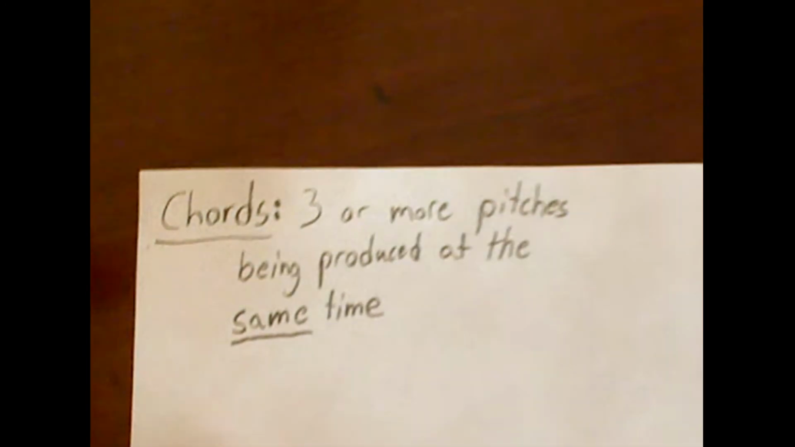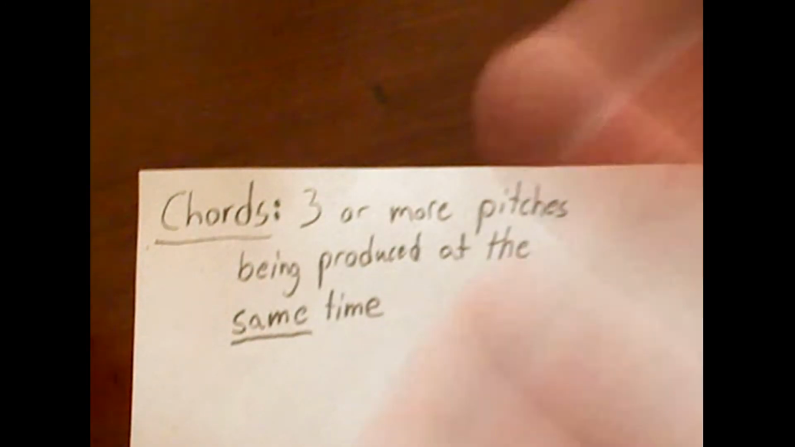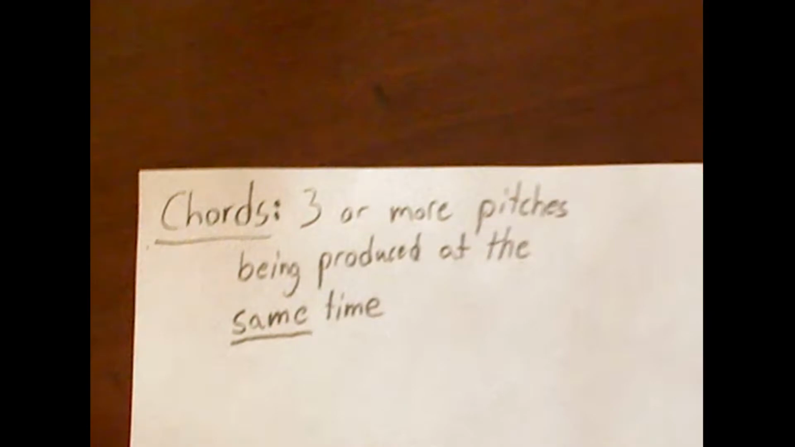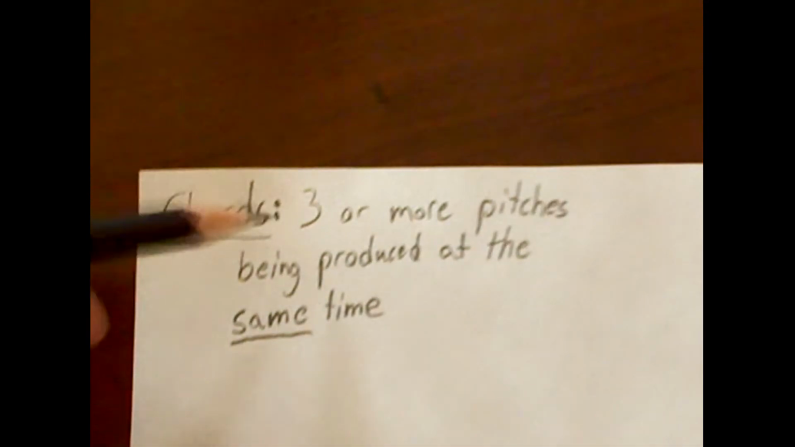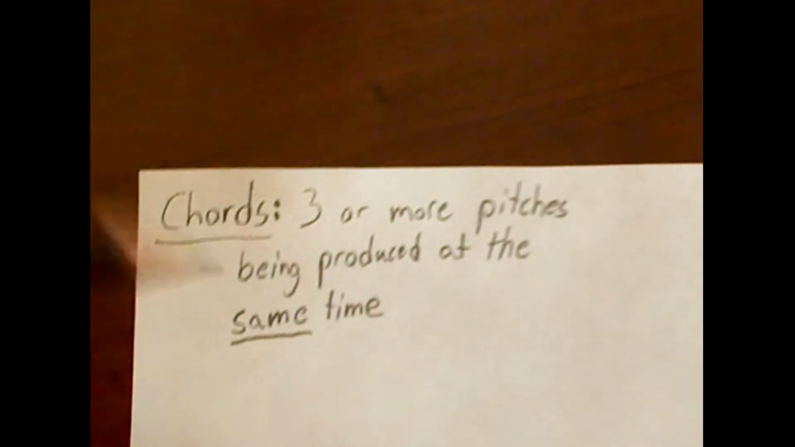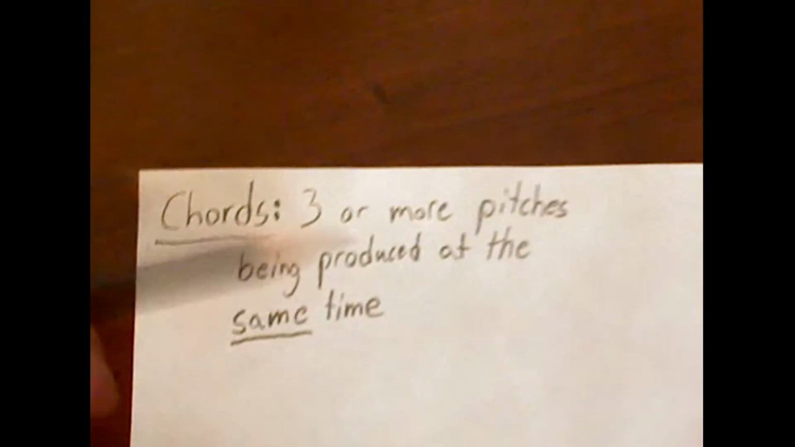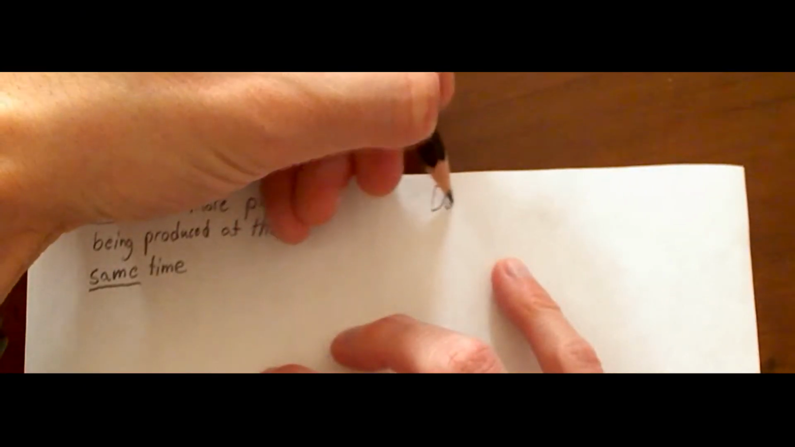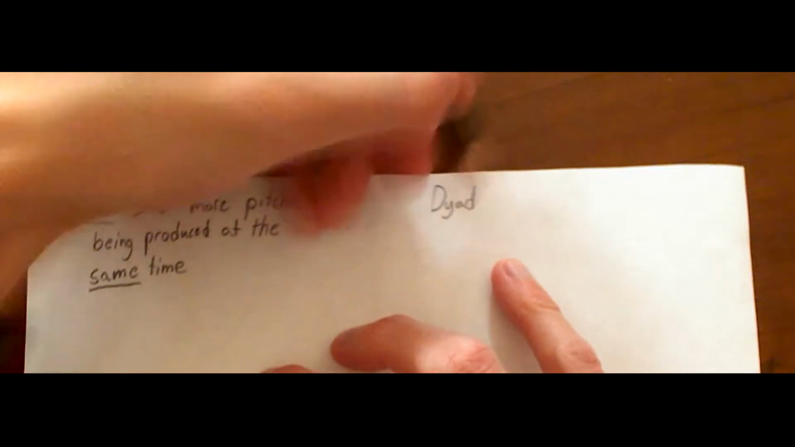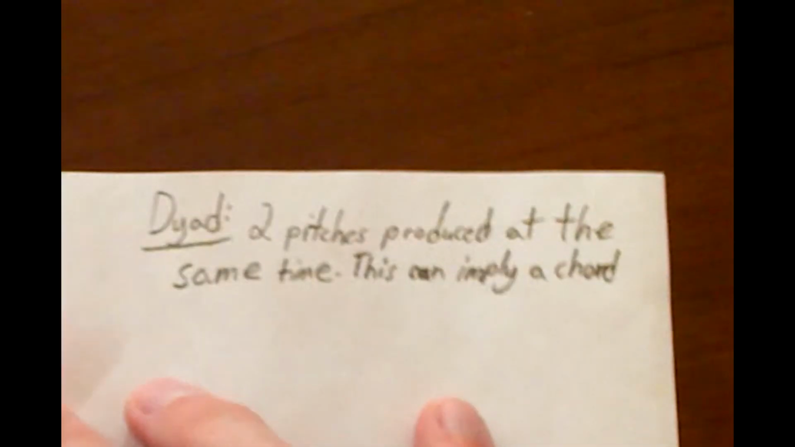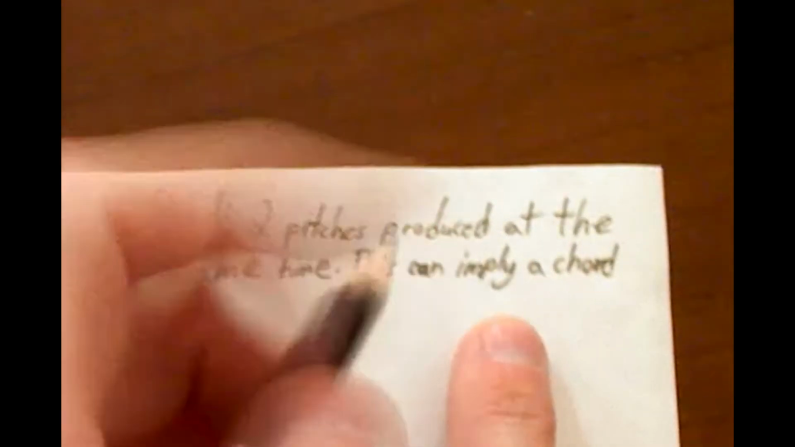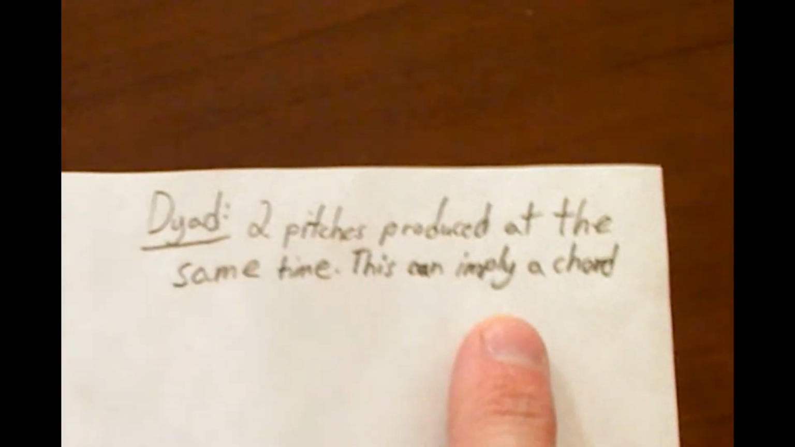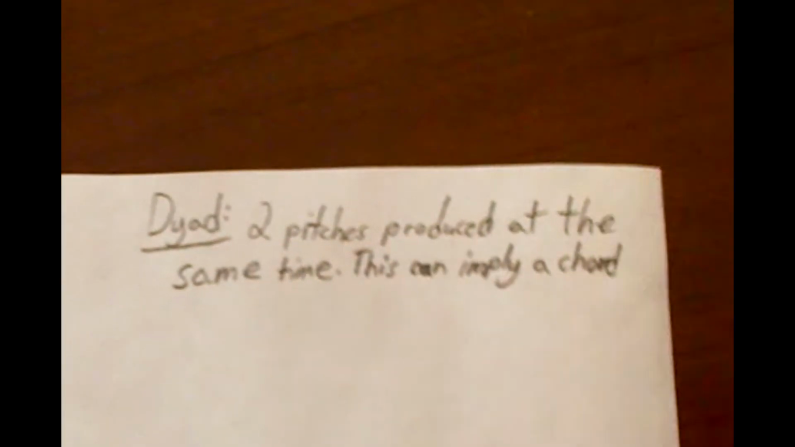Now, you may be saying, well, what about if we have two pitches played at the same time? Is that a chord? Well, really with chords, we like to say three or more pitches, like three, four, or maybe even more. Most of the time, three or four is the most common. But there is also a term for when we have two pitches at the same time, and we call that a dyad, D-Y-A-D. Now, a dyad can maybe imply a chord, but it's not necessarily a chord itself, only having two pitches. But that's what we're going to start off with today.